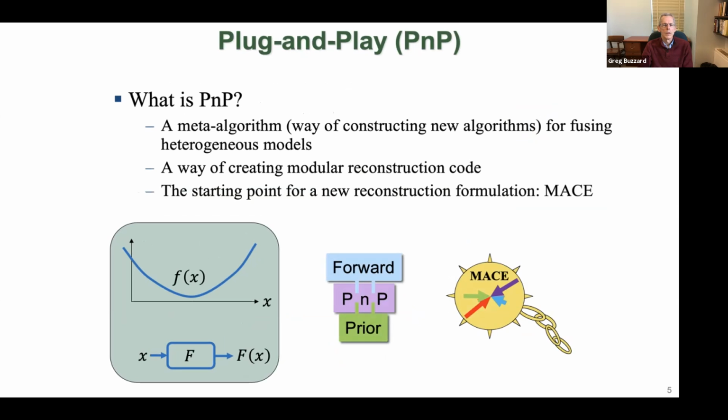Okay, so this led to the idea of plug and play, which we'll see is a meta algorithm. So not just a single algorithm, but a way of constructing new algorithms from existing algorithms that can fuse these different types of models. We'll see that it's very modular, so you can take things and pull them out, replace them with other things. That's what this diagram is trying to show. We've got a forward model we can plug in or out, a prior model we can plug in or out. And then we'll also describe how this has an alternative formulation as an equilibrium problem.